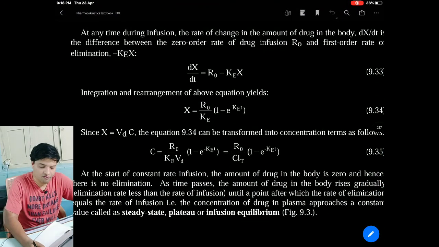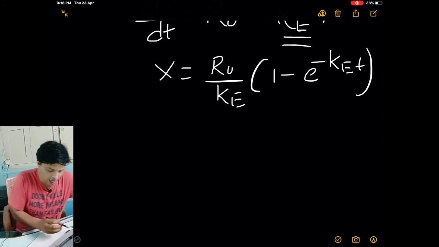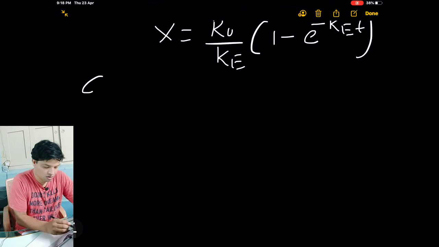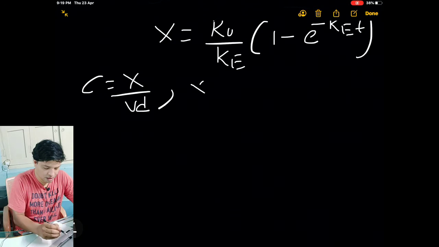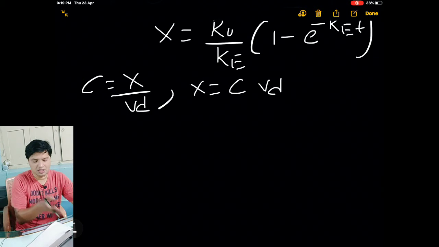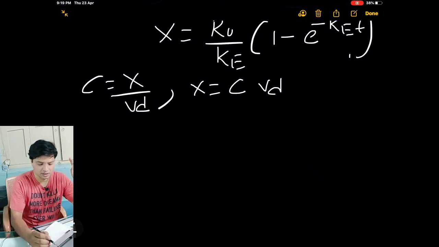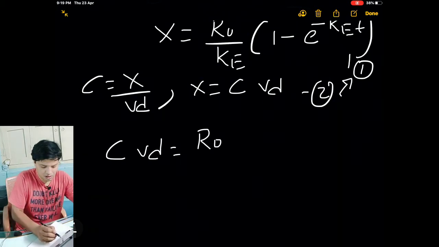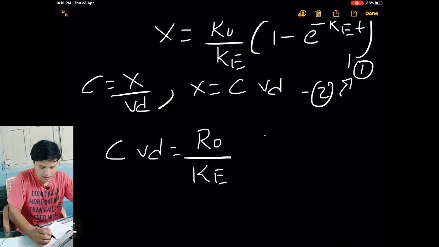Next, we know that concentration is equal to amount by volume of distribution. We can write this as amount is equal to concentration into volume of distribution. Let's say this is equation 1 and this is equation 2. Substitute this into this. In place of X, I will substitute concentration into volume of distribution, equal to R naught by KE into 1 minus e to the power of minus KE t.